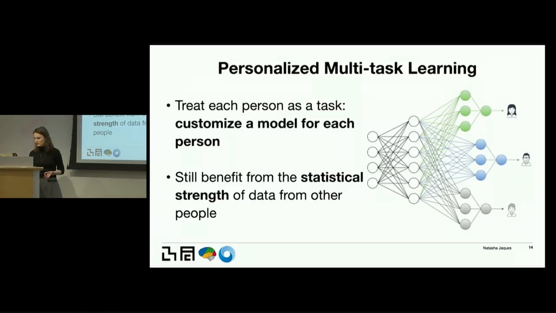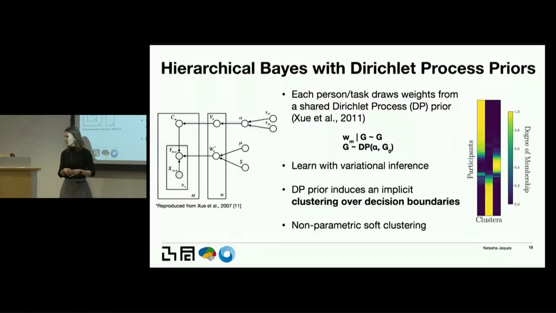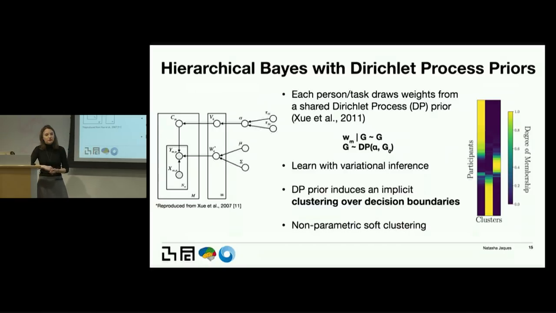We also use a few other models. One is a hierarchical Bayesian model based on Dirichlet process priors. In this example, each person draws their classifier weights from the shared Dirichlet process prior, and that DP prior induces a nice clustering over people. It clusters together people who have similar decision boundaries, so you get only a small number of different decision boundaries that fit the whole data set of people. It's nice because it's a non-parametric soft clustering, so each person can belong to different clusters to varying degrees, and we don't have to decide the number of clusters in advance. It learns that directly from the data. So that's the hierarchical Bayes model.